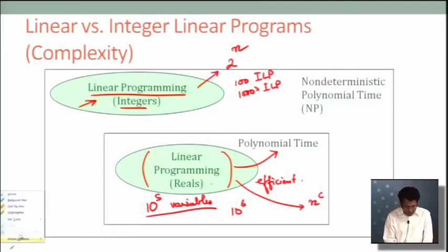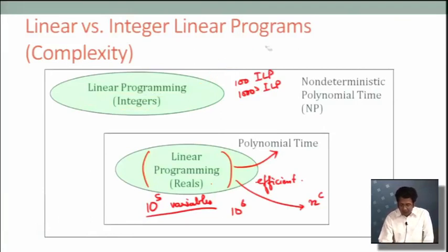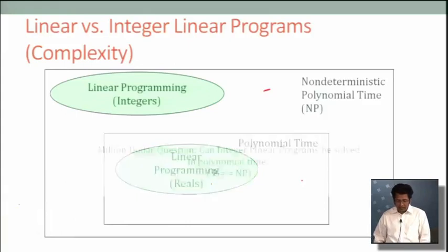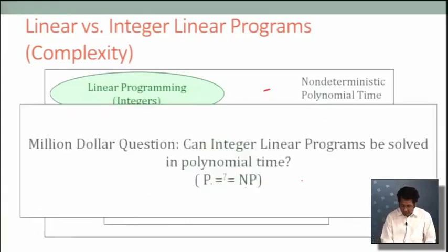Okay? So the question really arises: are there going to be efficient algorithms for integer linear programs versus linear programs? Which means, can the difference between ILPs and LPs be negated by finding a very clever algorithm? And the answer is it's unlikely. And that's because integer linear programs belong to this class of problems that we in computer science call NP, standing for non-deterministic polynomial time. And real linear programs belong to this class.